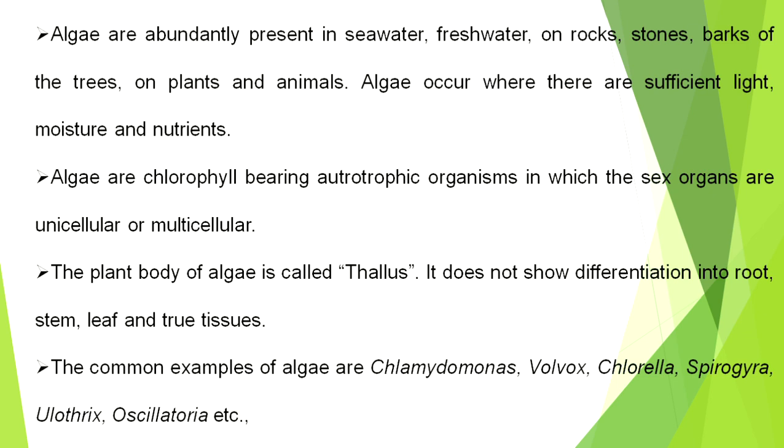Algae are chlorophyll bearing autotrophic organisms in which the sex organs are unicellular or multicellular. The plant body of algae is called thallus. It does not show differentiation into root, stem, leaf and true tissues. Common examples of algae are Chlamydomonas, Volvox, Chlorella, Spirogyra, Ulothrix, Oscillatoria, etc.